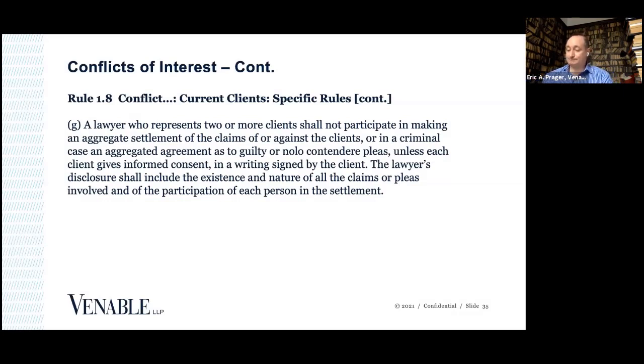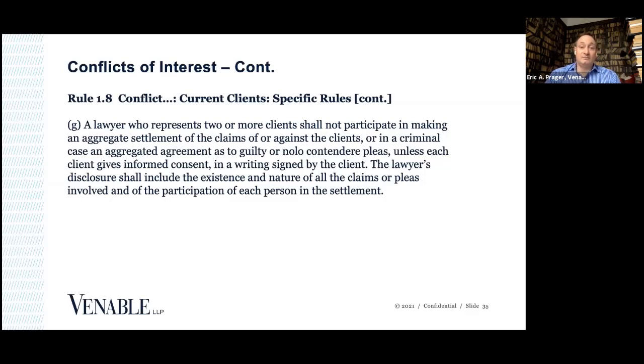There's a specific subpart G that provides that a lawyer that represents two or more clients can't participate in an aggregate settlement of claims as between the clients, or in a criminal case, or guilty pleas, unless each client gives informed consent. And there are additional disclosure requirements. So be aware that there are specific rules where you're representing two or more clients.